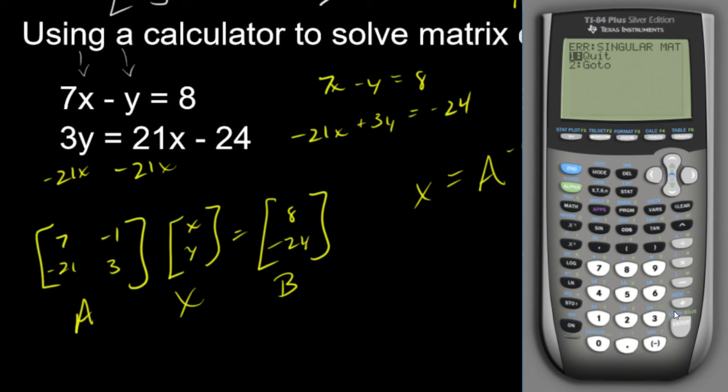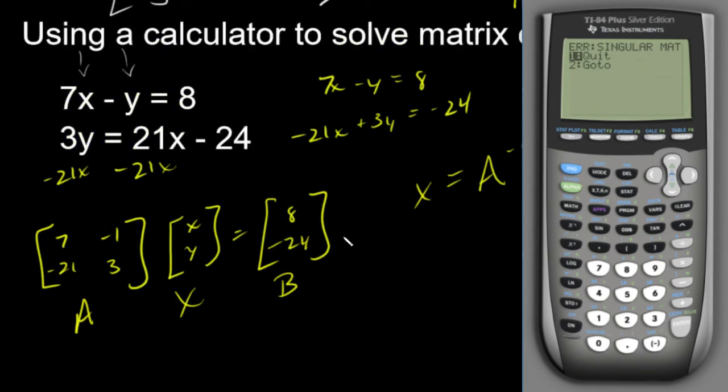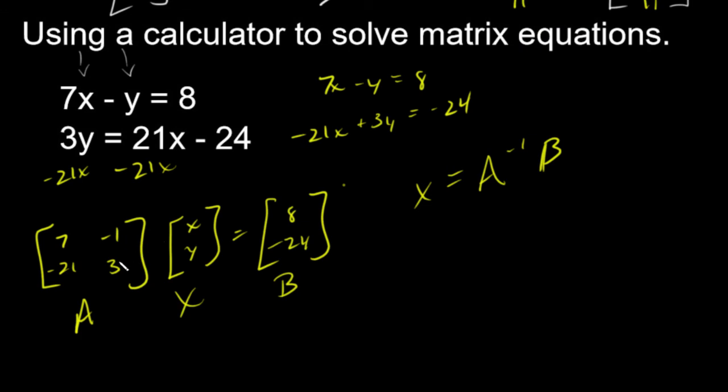All right, we've arrived at a problem. The problem is matrix A does not have an inverse. Remember, singular matrices don't have inverses. And the reason is because the determinant is 0. What is 7 times 3? Well, that's 21. So the determinant of matrix A is 21 minus, what is negative 1 times negative 21? Well, that's a positive 21.